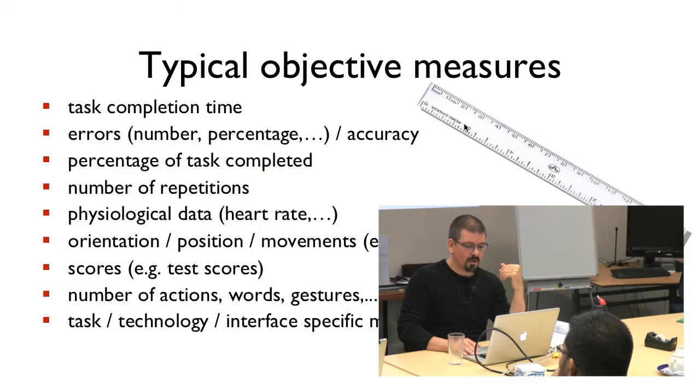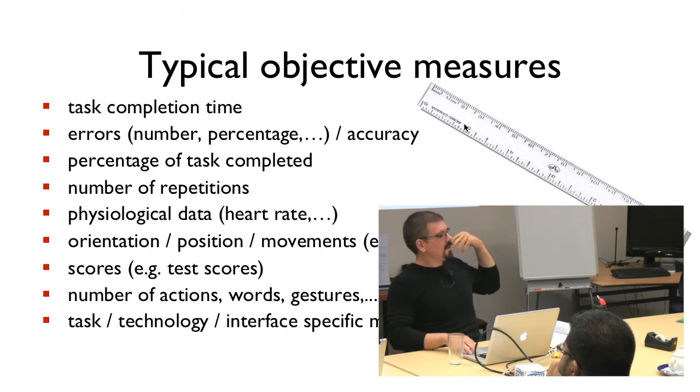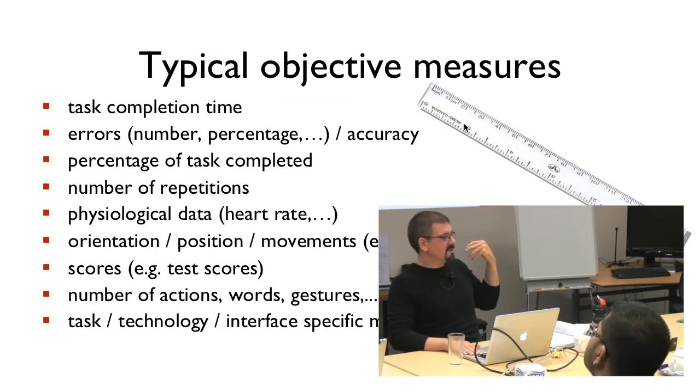So what are typical objective measurements? Well, those are measurements like task completion time, error rates, percentage of tasks completed, number of repetitions. So something objective you can measure in the end. This is just a list of typical objective measurements that are used in HCI research.